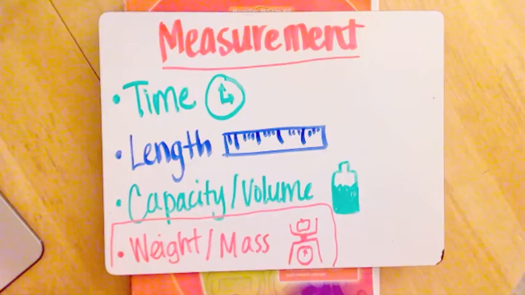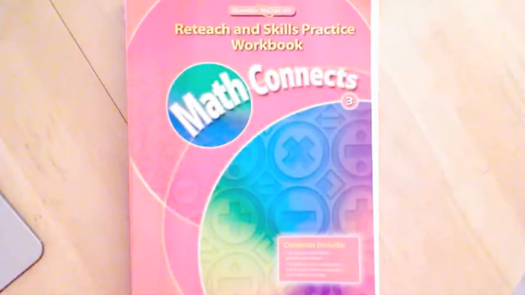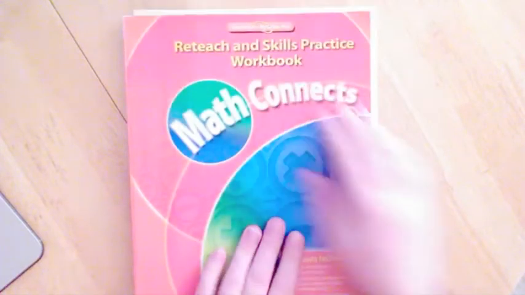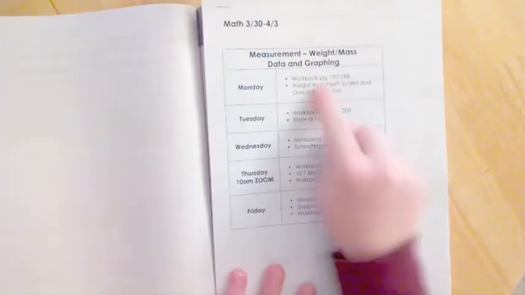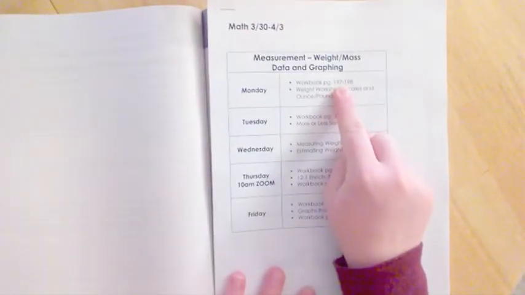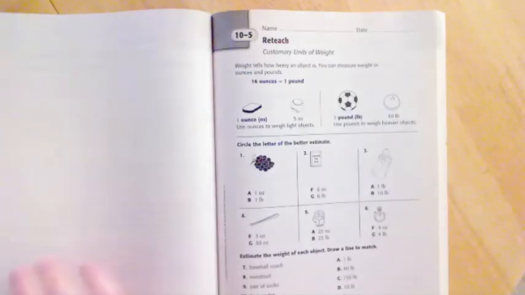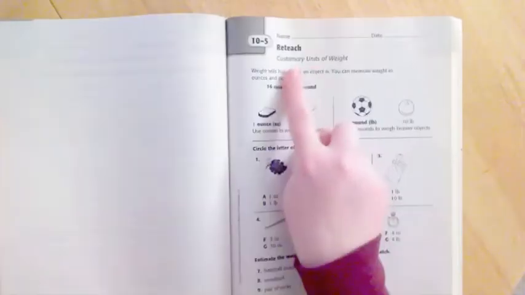Okay, so we are, like I said, practicing weight or mass, how much things weigh. So you have your workbook out, and then hopefully mom and dad were able to print off your math checklist so that you are able to do this by yourself this week and kind of keep track of what you need to do. So starting on Monday, we're going to start on page 197 and 198. So customary units of weight.